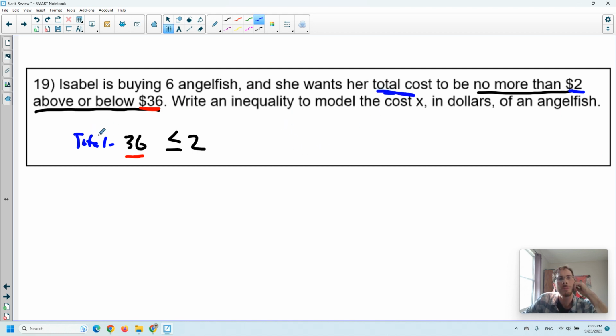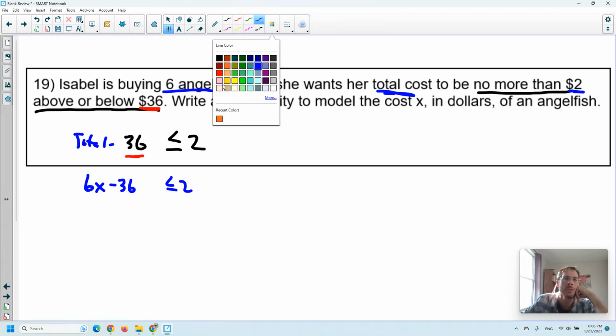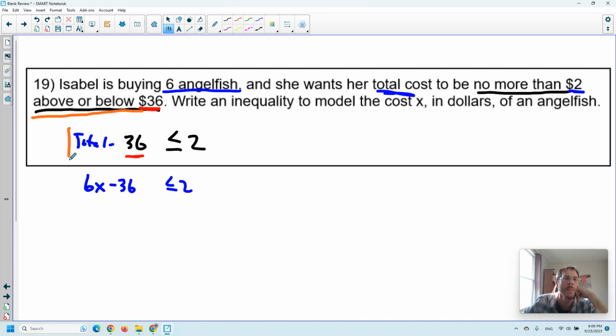But we also know what she's buying. So the total is also 6 angelfish. So we can actually replace the total with 6x. Oh, wait, this only takes care of one of them. This only takes care of it if it's larger than 36. So we want above or below 36. So I think we actually need to do above or below. We can just do the absolute values.